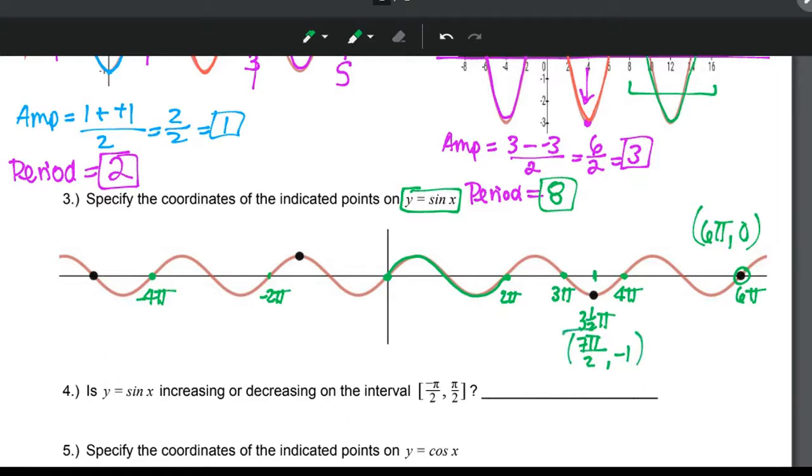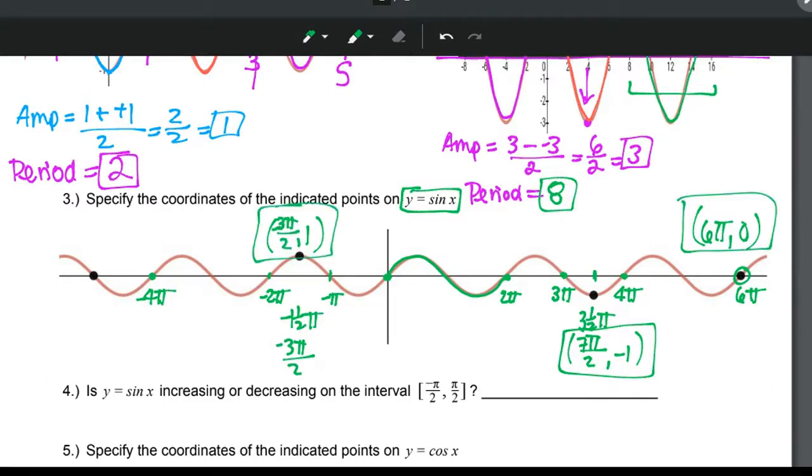Even though we don't have the y-axis labeled, we know that the regular sine function goes up to +1 and down to -1. So we know that this point over here goes up to +1, and we just have to figure out what's the x-coordinate of it. So if it goes from 0 to -2 pi, halfway between has to be -pi, and halfway between -pi and -2 pi is -1.5 pi, better known as -3 pi over 2. So this coordinate is -3 pi over 2, 1.